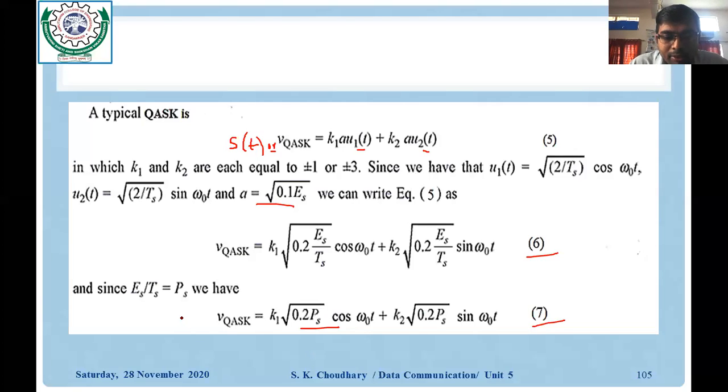This is the equation that we have to define for the quadrature amplitude modulated signal, QAM or QASK. Okay, so that equation number 7 will be used for deriving the transmitter of the QASK, which we will see further. I hope all of you have taken the screenshot of this. Now we move to the transmitter of this QASK.